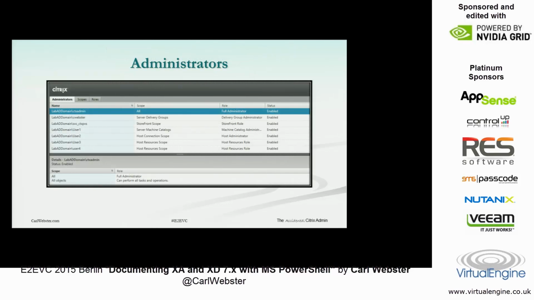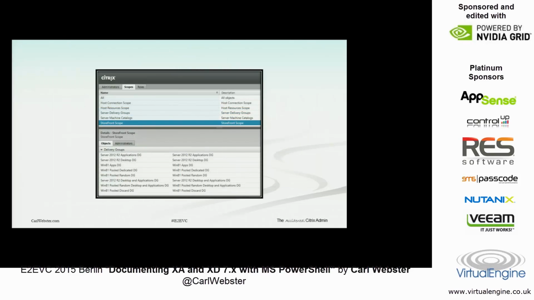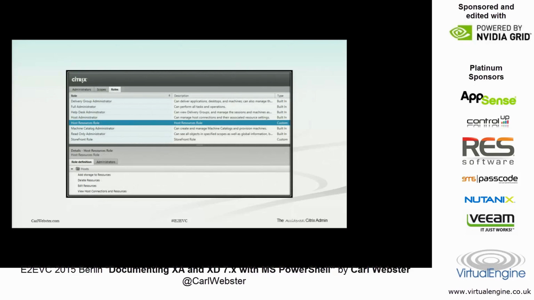Administrators. This part of the administrators is actually easy. Just get all the administrators, get all the scopes, get all the roles. That's actually easy. What is impossible, and I've yet to figure out how to get, is this: if I have a custom role that I have created, and I've given that role specific permissions, I've yet to figure out how to retrieve that.